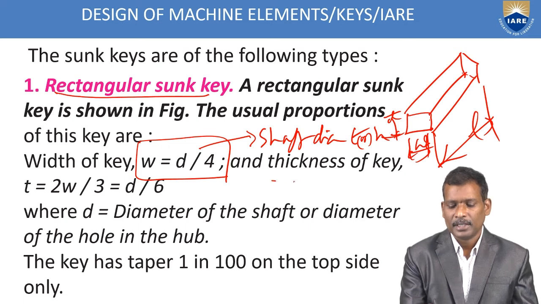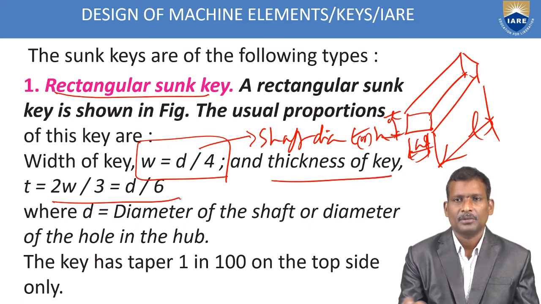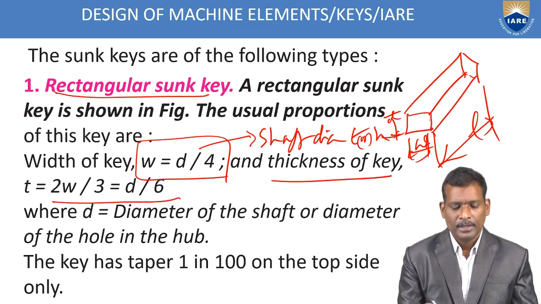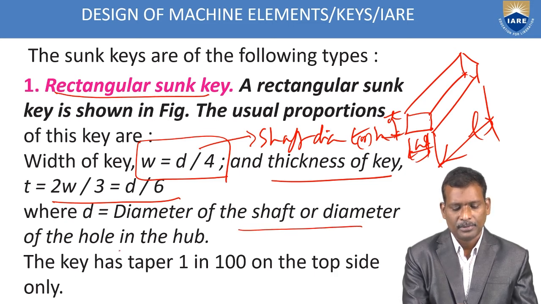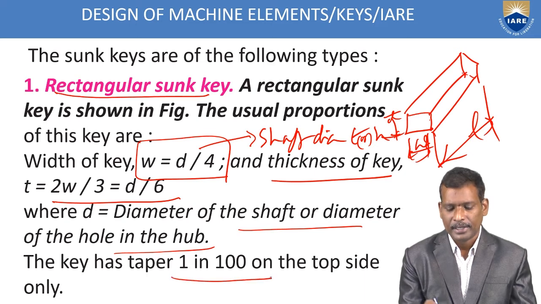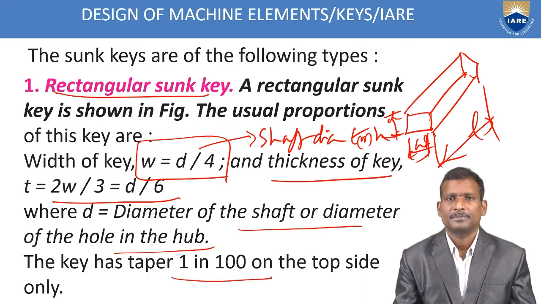And the thickness of the key, you can take D by 6 or 2W by 3, where D is the diameter of the shaft and the diameter of the hole in the hub. The key has a taper 1 in 100 on the top side only. It has a taper, that also on the top side. So the taper value is 1 in 100.